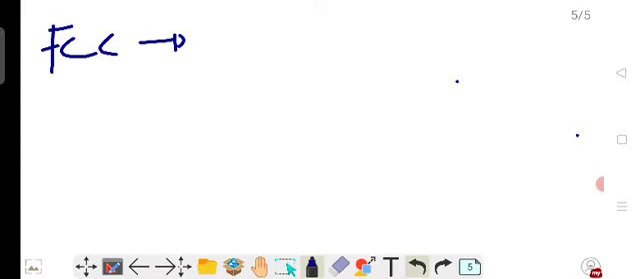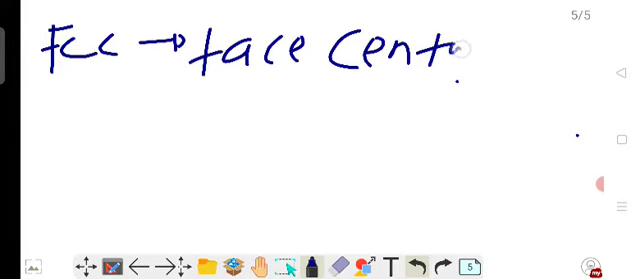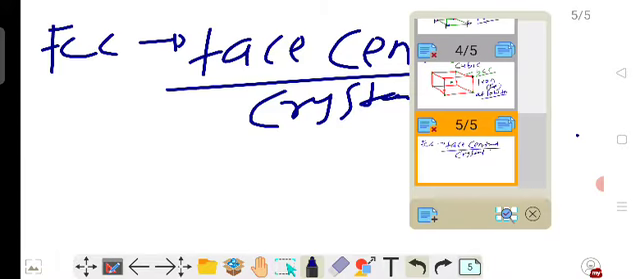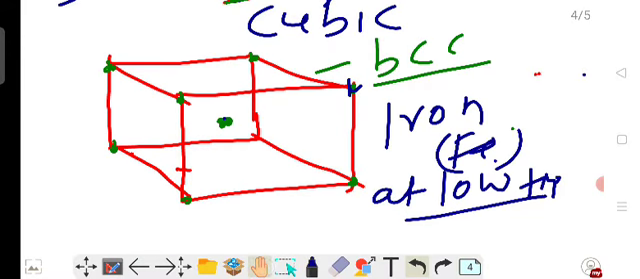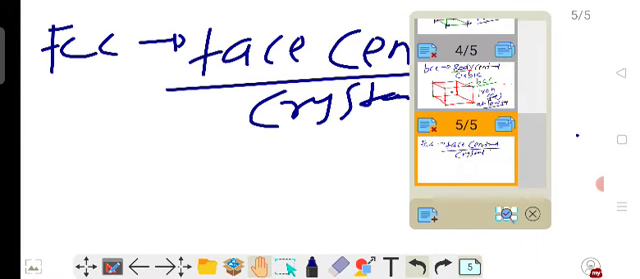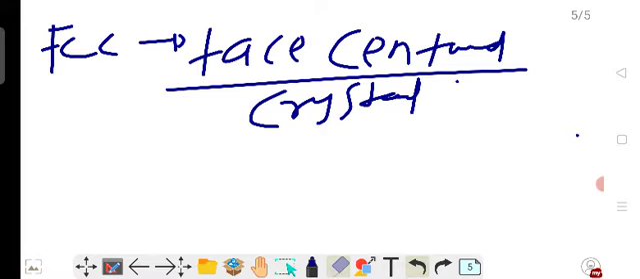FCC means face centered. This is simply face centered. This is not a crystal, this is cubic.